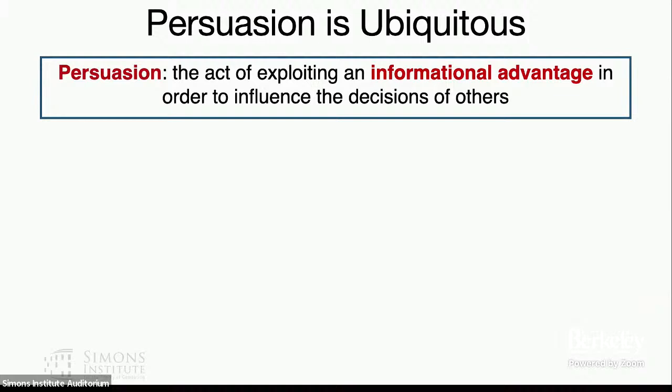So what does persuasion mean? Persuasion means the act of exploiting an information advantage in order to influence the decision of others. Here, the informational advantage lies in the hand of the platform. The platform knows exactly the type of P, but the driver only knows the prior distribution.